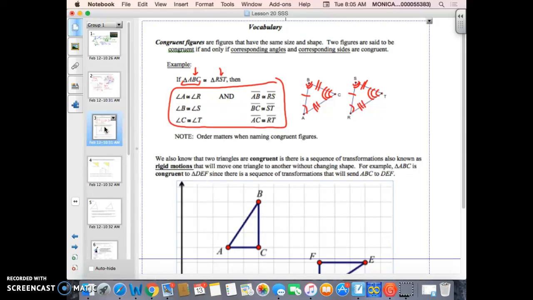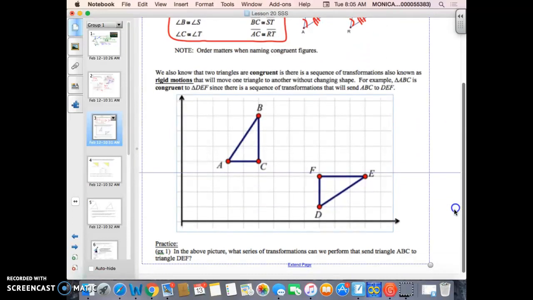So order does matter when you're naming congruent figures, and that's important because sometimes these triangles, or whatever shape you're looking at, are going to be turned and in different positions. They're not going to be exactly the same like they are in this picture. So let's look at another example. In this picture, we want to know what series of transformations can we send triangle ABC to DEF. So this is kind of bringing back Unit 2.